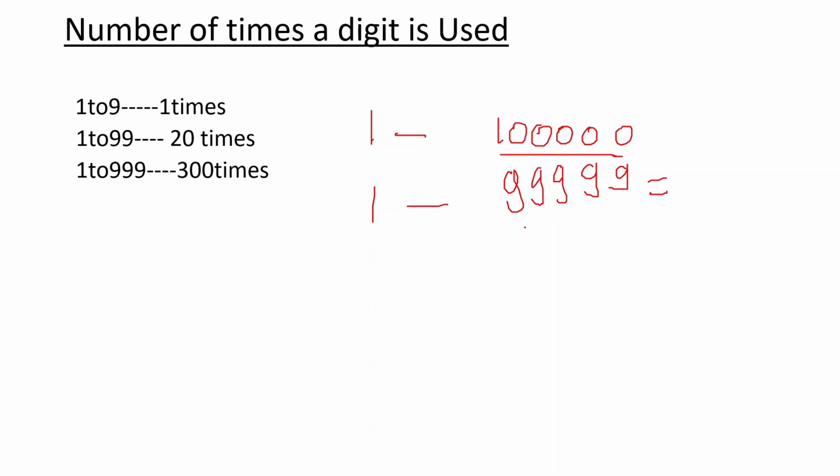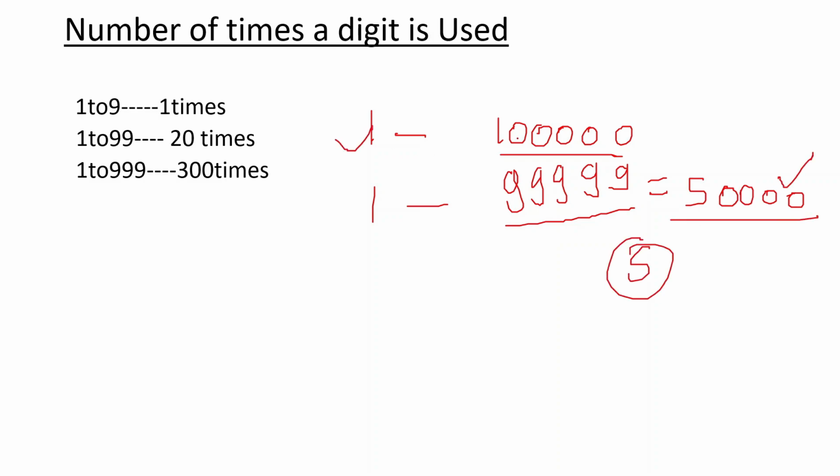I hope you guys are getting this thing. So like 5 times 9 are there, so 5, and number of zeros will be 4, 5 minus 1, that is 4. So this much times 5 will be used when you write numbers from 1 to 1 lakh. When you write numbers from 1 to 1 lakh, 50,000 times 5 will be used. So this was regarding all the numbers except 0.